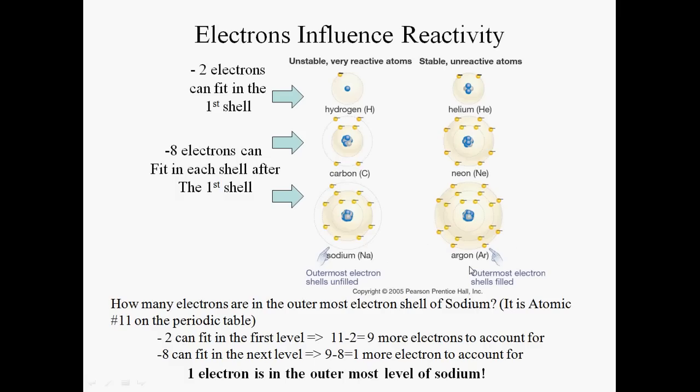Elements that have the 8 electrons or octet in their valence levels are extremely stable and relatively unreactive. This accounts for your noble gases, which are depicted right here in this column.